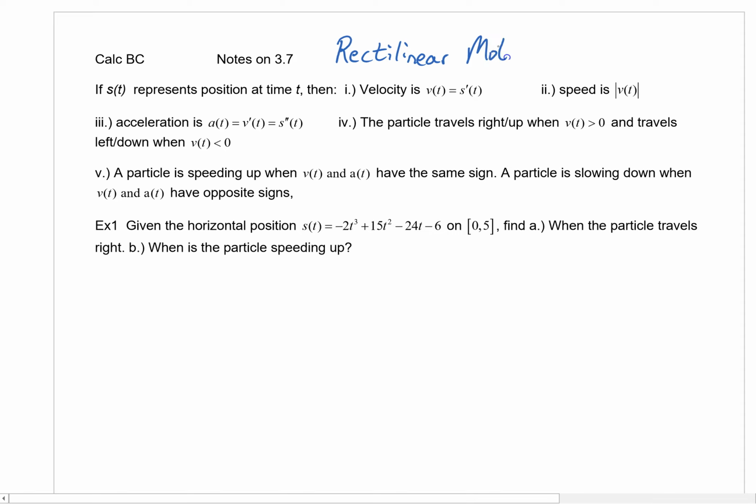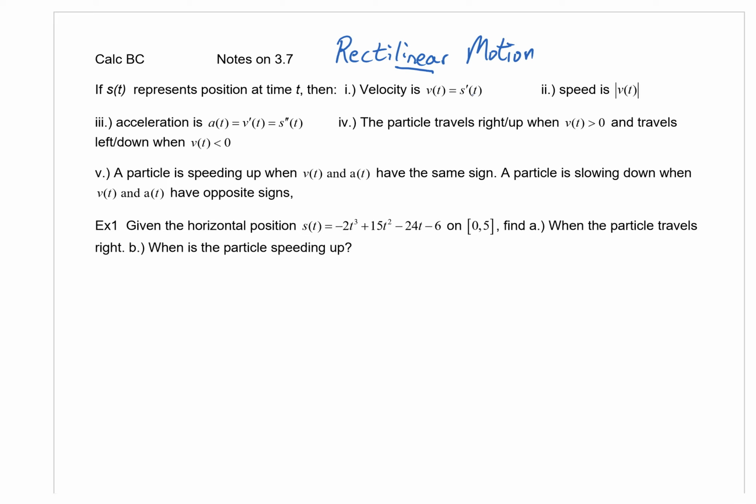Rectilinear motion actually means that we are traveling in a line. We're traveling in a horizontal line or a vertical line. And s of t would be a position, and if it's a horizontal movement, your horizontal position would be an x value on the x-axis, really. But we have a function with respect to time. Take a look here. Number one, velocity, v of t, is the derivative of your position function.